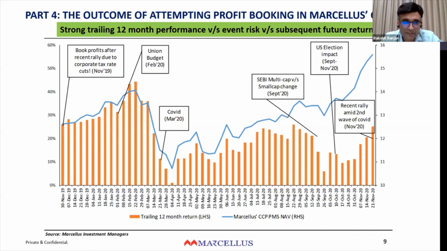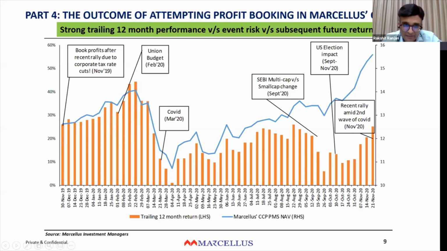So the vertical bars are trailing 12-month returns from Marcellus CCP. The line chart is the NAV at any point of time for Marcellus CCP, right? So for instance, let's take the lowest point, right? Lowest point. I hope you can see my cursor. If you can't, then I'm talking about the lowest point on the line chart. Lowest point on the line chart is of 4th April 2020 timestamp.